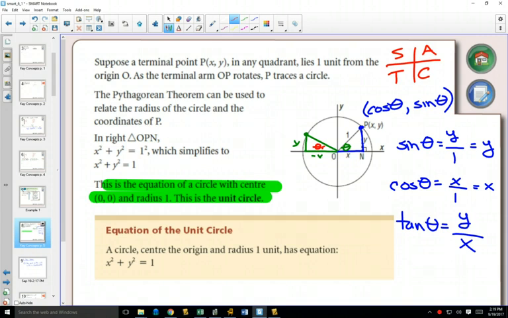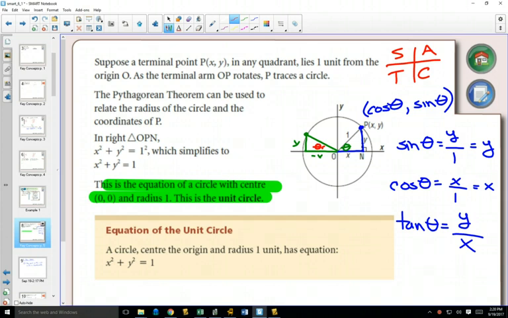And since this works for any point in quadrant 3 or quadrant 4, you can always make a triangle back to the nearest x-axis, which creates a reference angle. You can say that any point on the unit circle can be represented as cos theta comma sine theta.